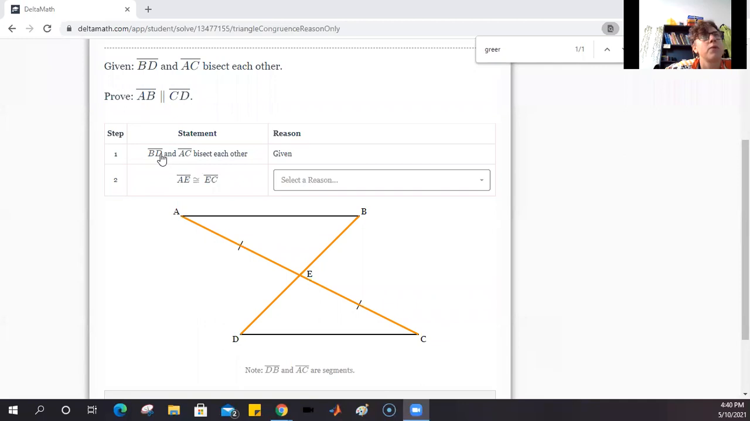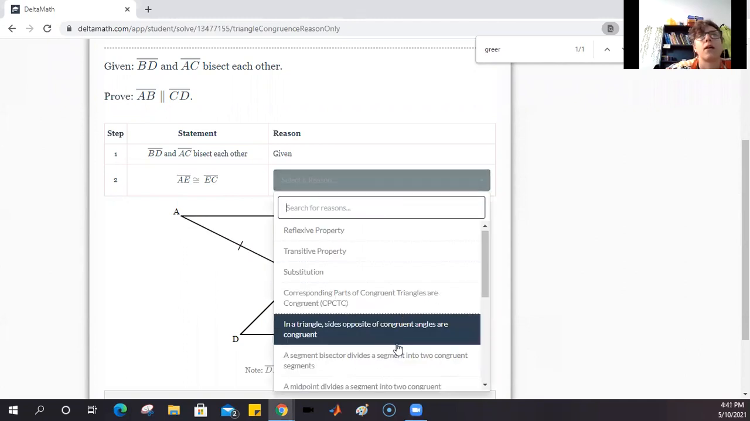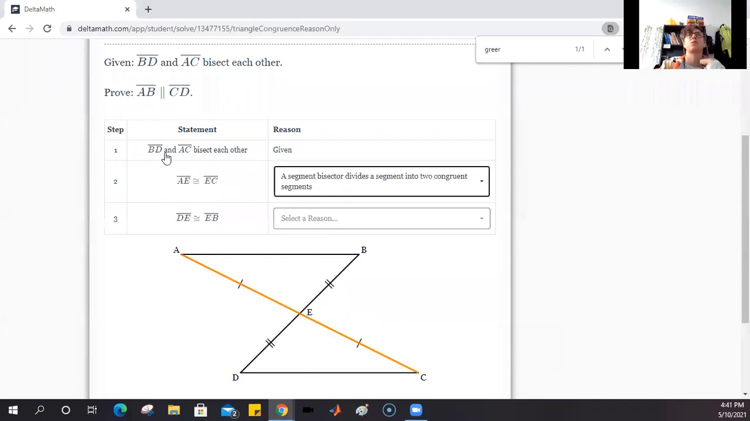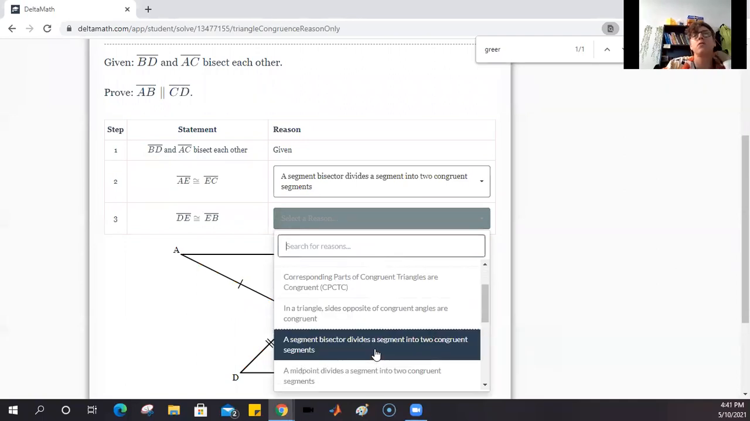Well, let's back it up. What were we given? We were given some bisectors. BD splits AC in half, which is what's happening here, that these halves are congruent to each other. So a segment bisector divides a segment into two congruent segments. That's what a segment bisector does. And similarly, AC split BD in half, so its halves are equal to each other. Segment bisector splits a segment into two congruent segments.